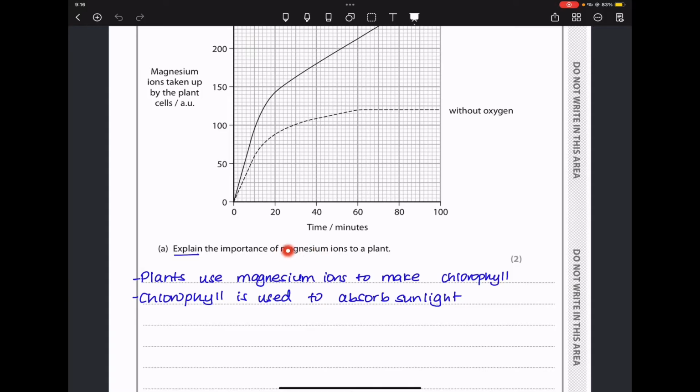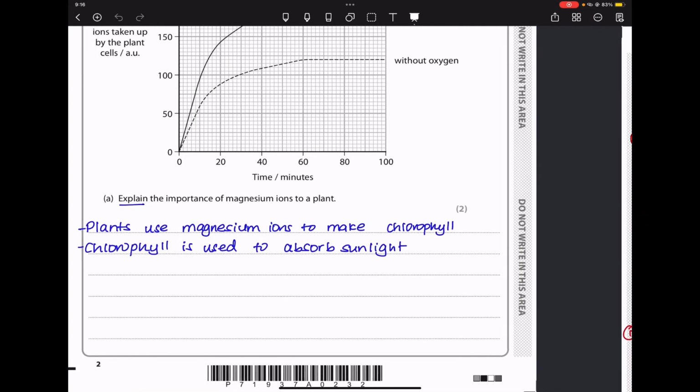Magnesium ions are used in making chlorophyll, and this chlorophyll is going to be used in the absorption of sunlight that is useful for photosynthesis to take place. So I said plants use magnesium ions to make chlorophyll, and chlorophyll is used to absorb sunlight.